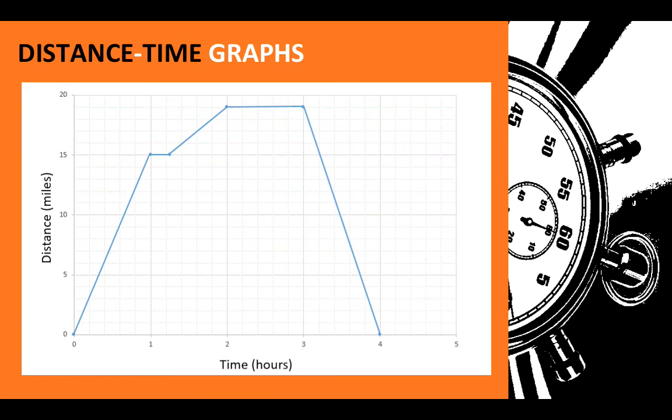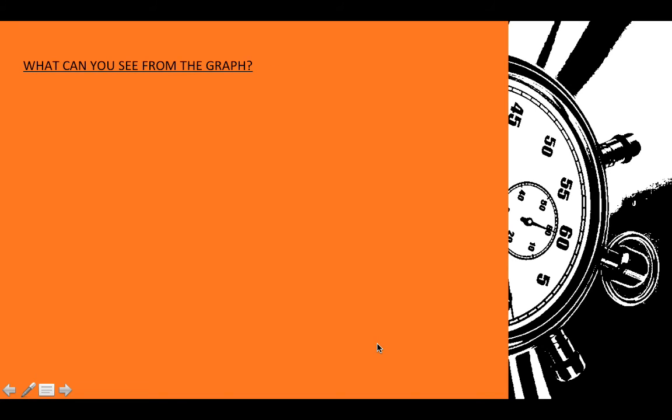So here is a quick example of a distance and time graph. As you can see, we've got the distance on the y-axis and the time on the x-axis. These horizontal lines here show that the object is not moving, and as you can see, this is a steady increase in acceleration, and this line here is obviously decreasing and goes back to its original state. So what can you see from the graph?